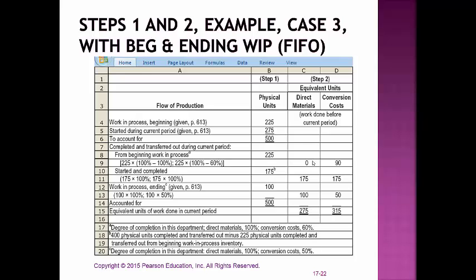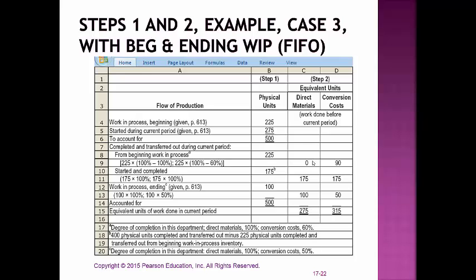In regards to conversion cost, we have 100% minus 60% there. They were at 60% conversion at the end of the prior period, so 225 units are getting worked on the rest of the way.